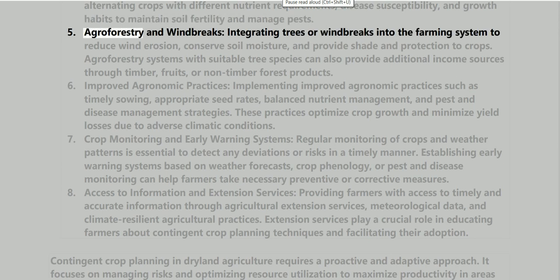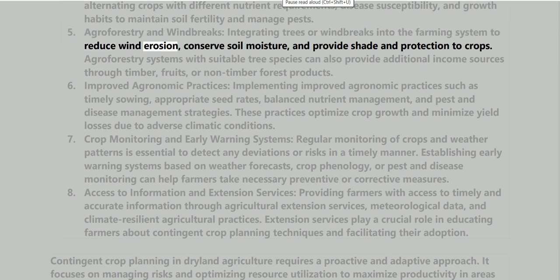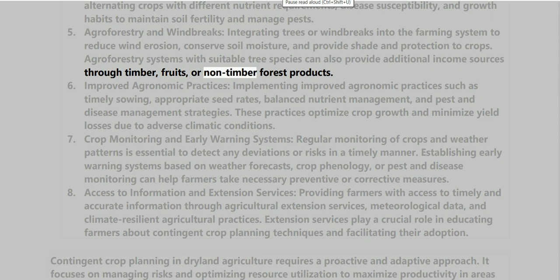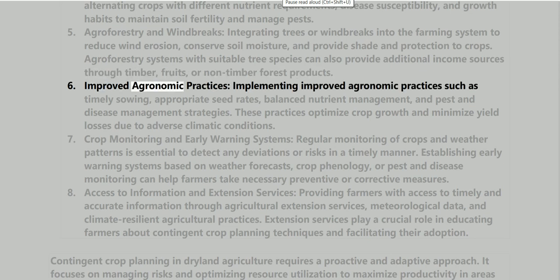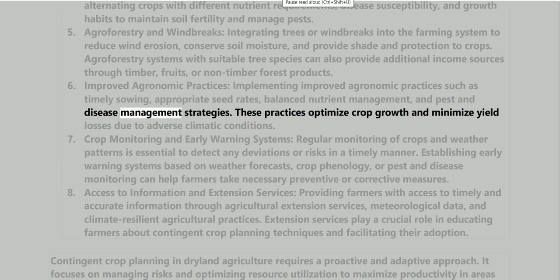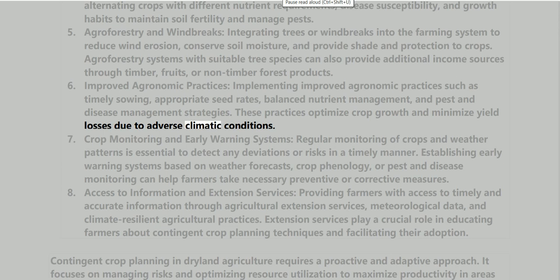5. Agroforestry and windbreaks, integrating trees or windbreaks into the farming system to reduce wind erosion, conserve soil moisture, and provide shade and protection to crops. Agroforestry systems with suitable tree species can also provide additional income sources through timber, fruits, or non-timber forest products. 6. Improved agronomic practices, implementing improved agronomic practices such as timely sowing, appropriate seed rates, balanced nutrient management, and pest and disease management strategies. These practices optimize crop growth and minimize yield losses due to adverse climatic conditions.